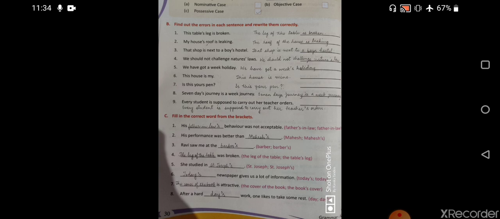Any sentence you can use. Sorry, this is a wrong example. You can use simple words also, like this pen is mine, or you can write the box is mine. You can write in this way. You have to write 20 sentences each, and no sentence should be from the book. I'll check if the sentences are from the book or by yourselves.